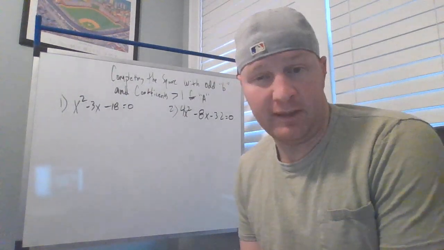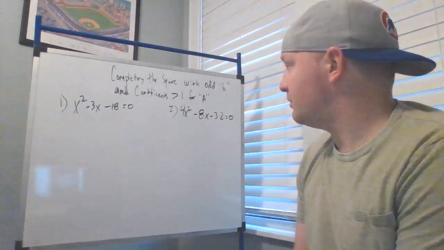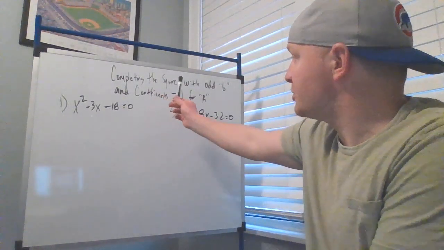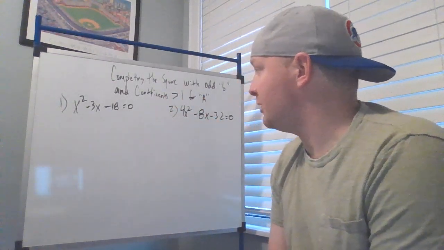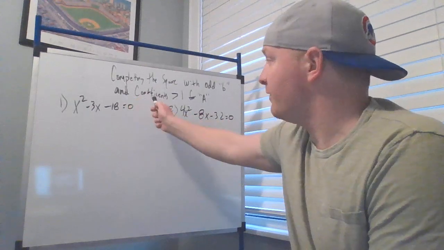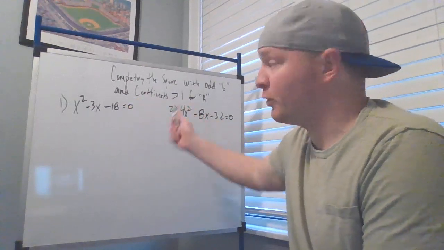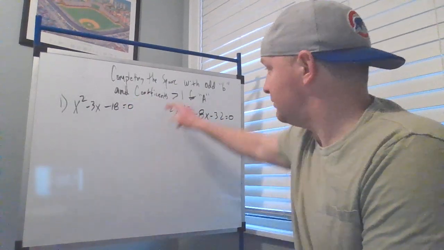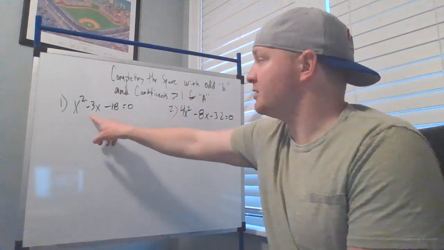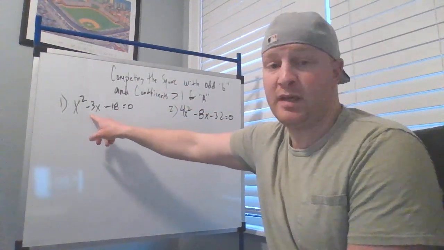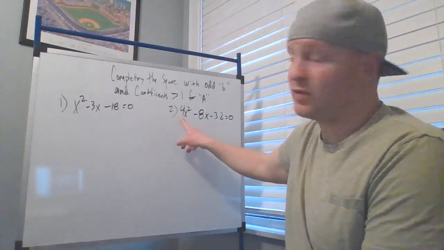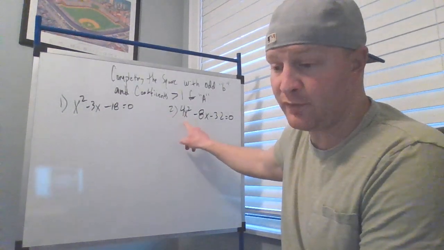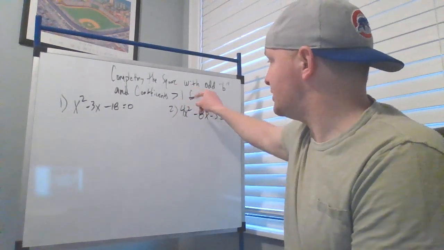I'm going to up it a little bit more challenging. The title of today is completing the square with an odd b, and also I'm going to do another example where the coefficient is greater than 1 for a. So again, I'm going to do the first example with something like this, where it's an odd number for the b, and then the next example I'm going to do is when the coefficient of the a is greater than 1. I'm going to do a couple of these for you, and also some combinations of both of these.